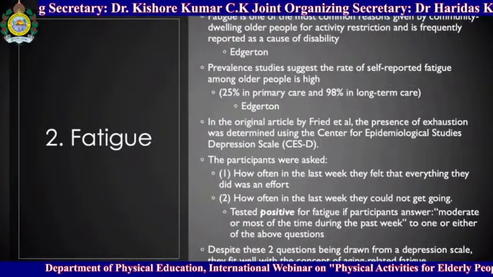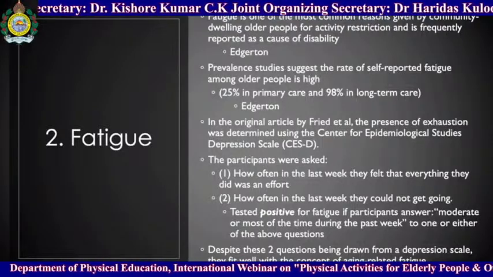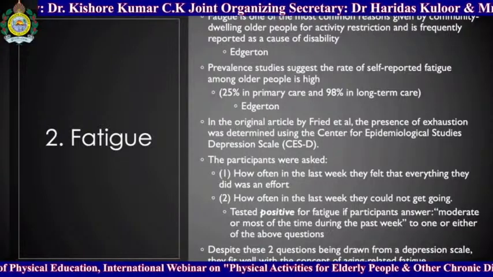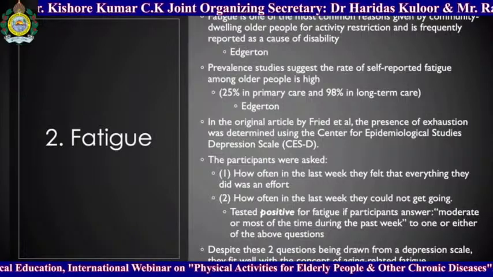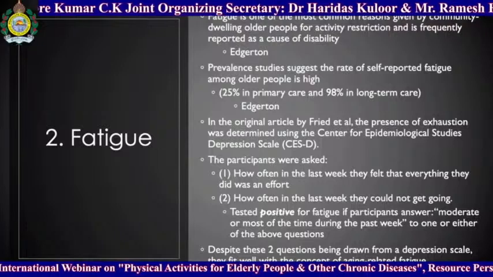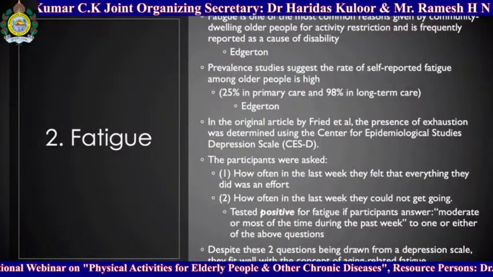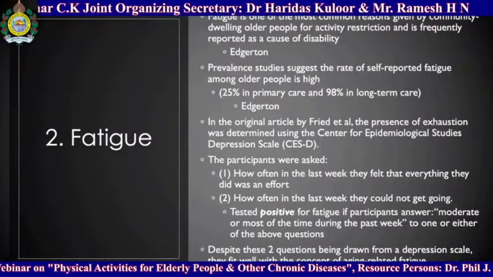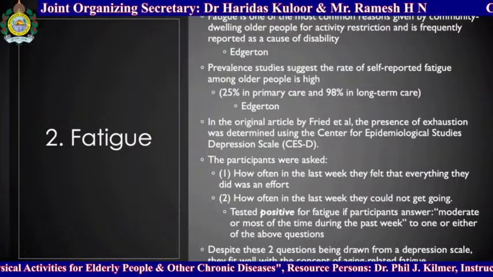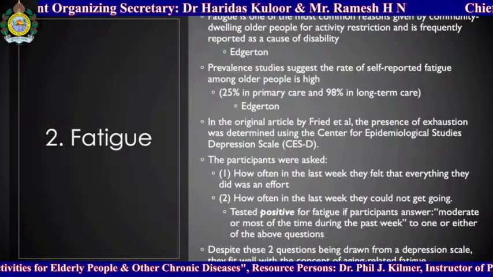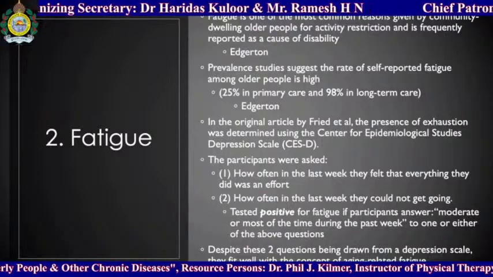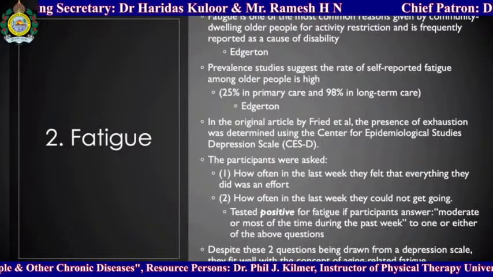The second one we talked about on that diagram was fatigue. Fatigue is really one of the most common reasons given by community-dwelling older people for activity restriction, and it is frequently reported as the cause of disability. So again, when we talk about fatigue, those people are deconditioned. They're not going out as much. And when they're not going out as much, they become more deconditioned and more fatigued. Again, we talk about all those energetic issues. So they're not taking in enough nutrition.